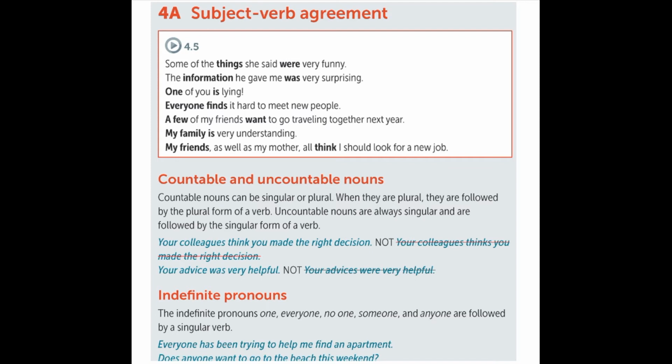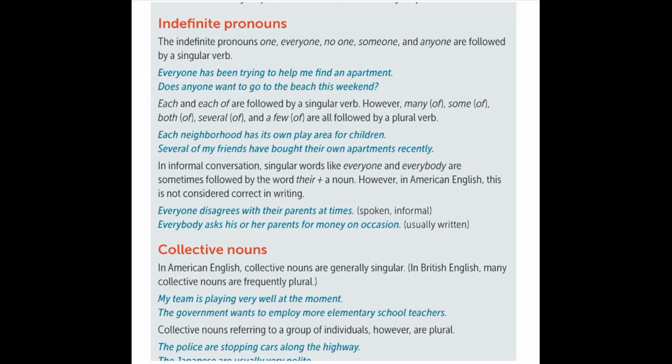Another example. Your advice was very helpful. Not your advices were very helpful. I never use advice in the plural because it is an uncountable noun. So the word advice is followed by the verb in the singular. Another grammar point about verb agreement is with the indefinite pronouns. As we learned before, the indefinite pronouns one, everyone, no one, someone, and anyone are followed by a singular verb. Examples: Everyone has been trying to help me find an apartment. Does anyone want to go to the beach this weekend?